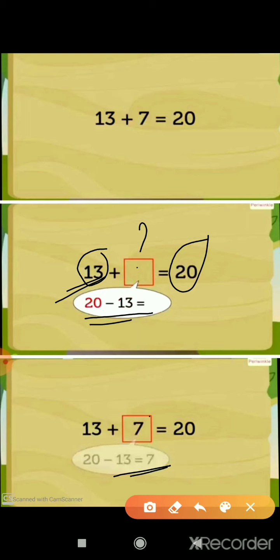So 13 plus 7 is equal to 20. Got it, students? So to find any missing number, we need to subtract the given number from the sum. Got it, students?